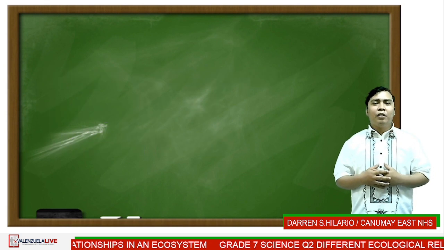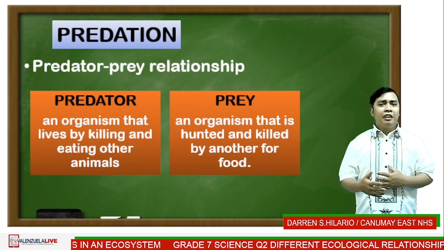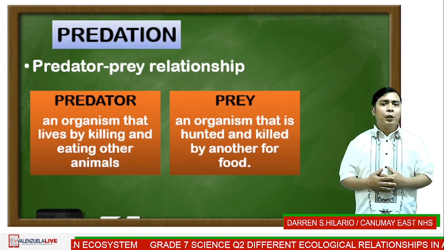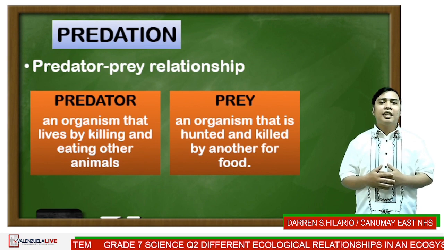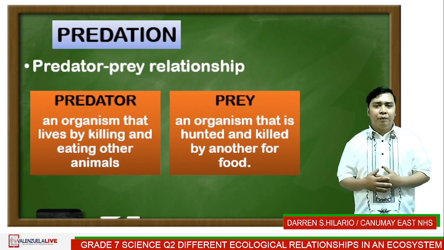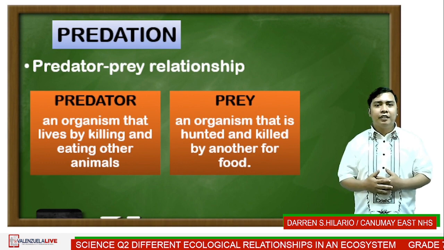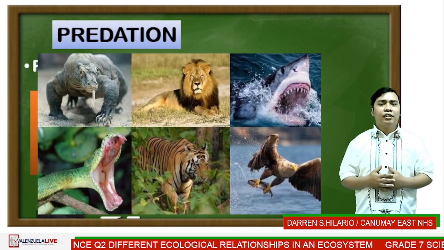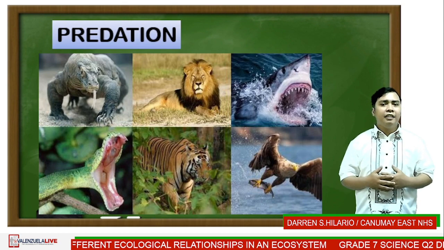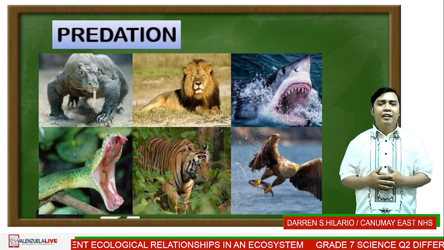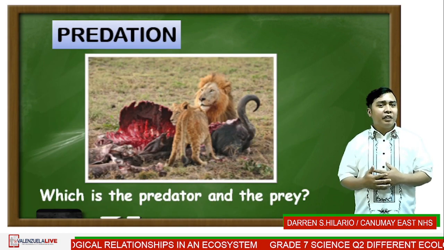Another example of non-symbiotic relationship is called predation. It is a relationship that happens between a predator and a prey. The predator is an organism that feeds on another organism called prey. The process involves killing or eating the prey. Carnivorous animals such as tigers, lions, snakes, and eagles kill and eat other animals for food. Let's look at this example. Which is the predator and which is the prey?